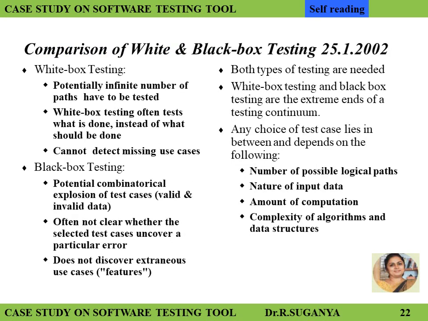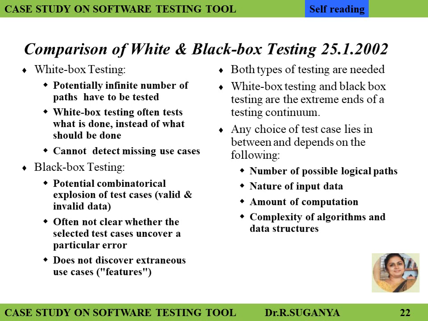Okay, so a comparison of white box and black box testing was done. White box testing has a potentially infinite number of paths that have to be tested. It often tests what is done instead of what should be done, so it cannot detect missing use cases. Black box testing has a potential combinatorial explosion of test cases. It is often not clear whether the selected test case uncovered a particular error. It has not discovered extraneous use cases.